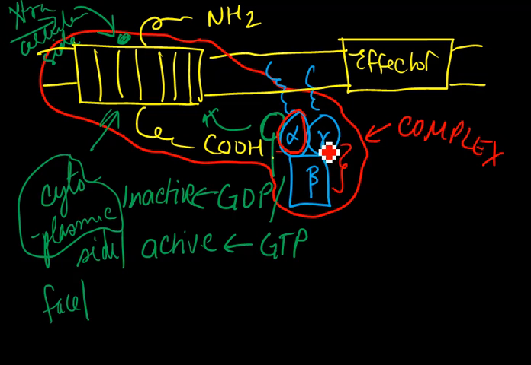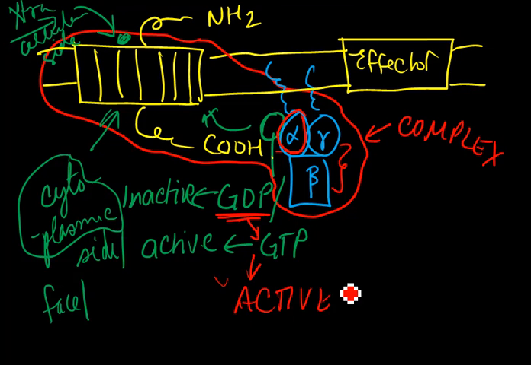Now when it detaches itself, it has to do something. We know that usually it has the GDP attached to it in its inactive form, but now when it detaches itself from the beta and the gamma subunit, it replaces that GDP with GTP and becomes active. So it has left its partners beta and gamma, converted its GDP to GTP, and it's now in active form. We'll continue this in the next video.